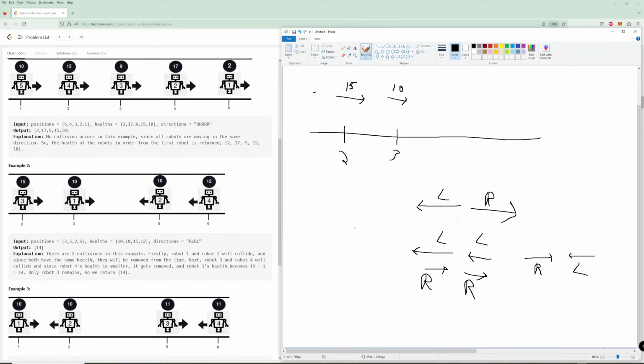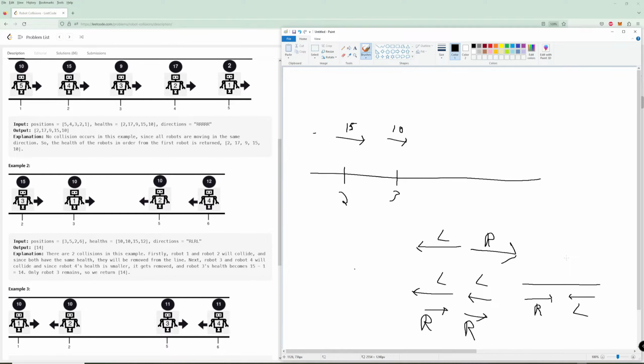So we can simply check at the end of the stack: are our last two robots going in the same direction or in the opposite direction? If they collide, let's just let them collide, figure out the result, and then keep checking the last two until there are no more collisions. So let's see what that's going to look like for this example. These two are both going right, so they're never going to collide.